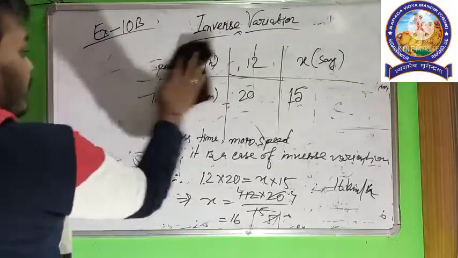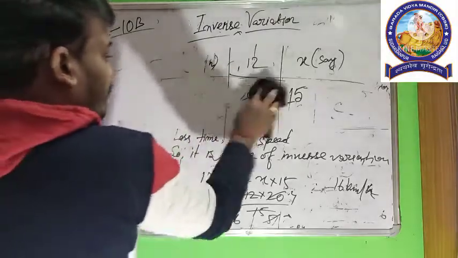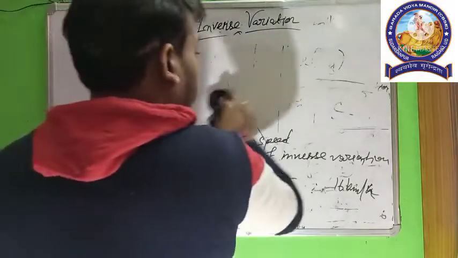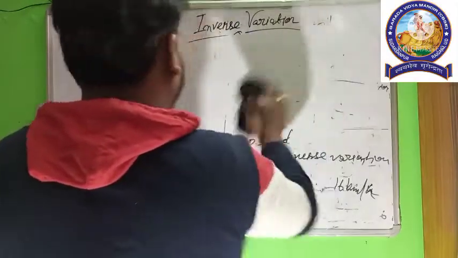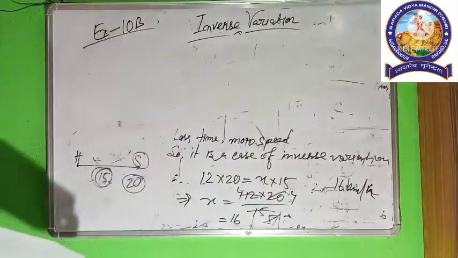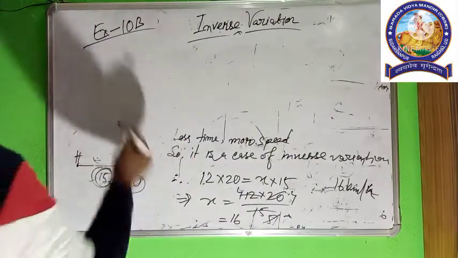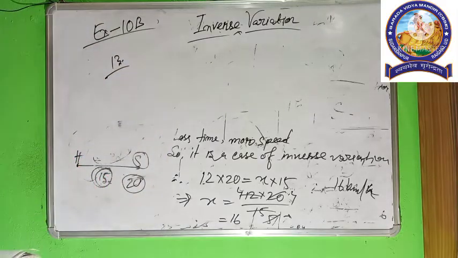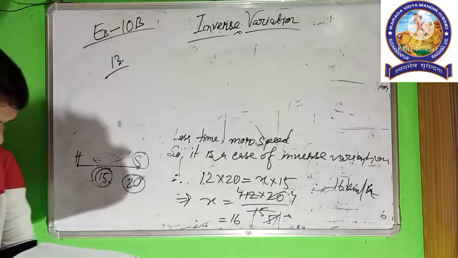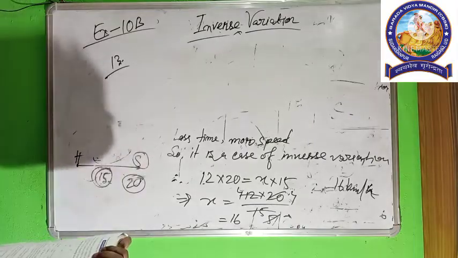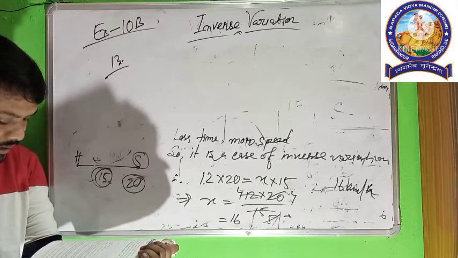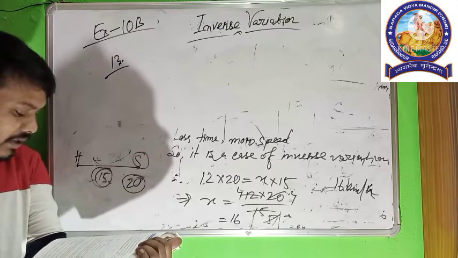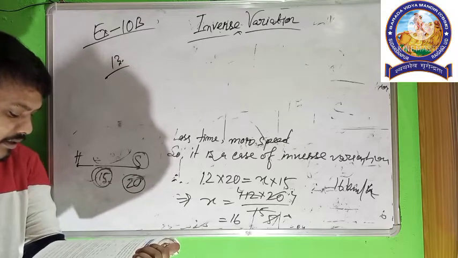Question 13 is something different, not different in the sense of direct variation or indirect variation, but the question is something different. What is the question? A hostel had ration for 60 days for 500 students. After 12 days, 300 more students join the hostel. How long will the remaining ration last?